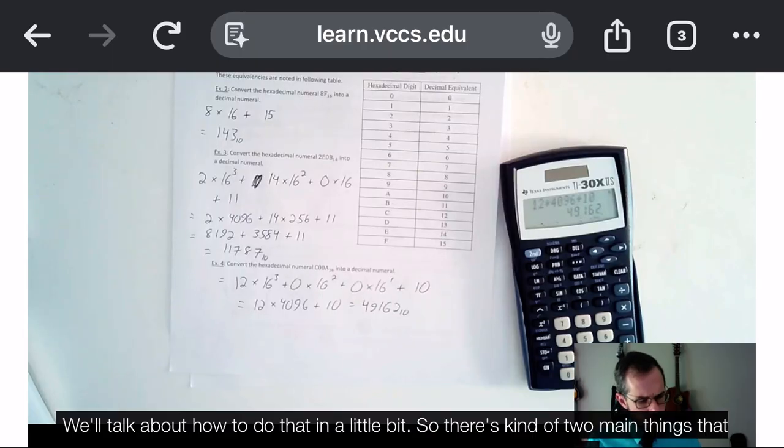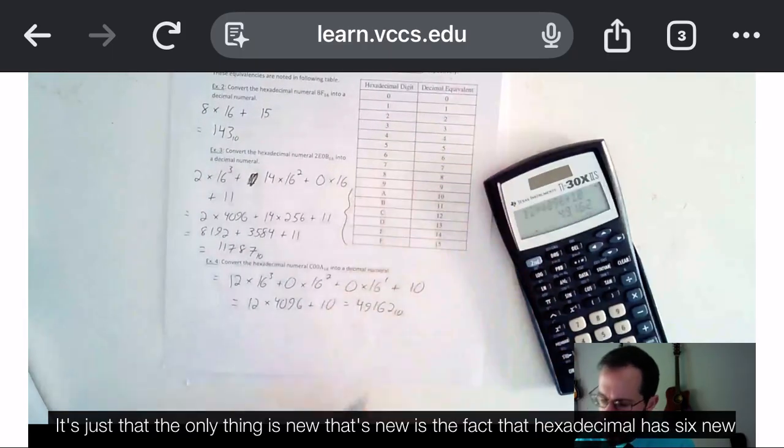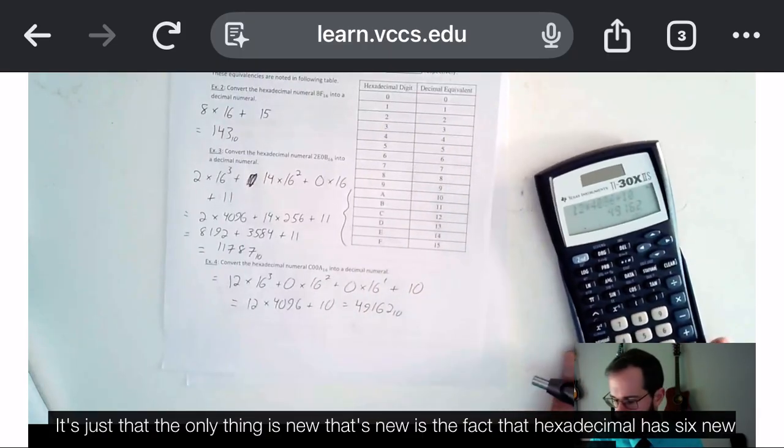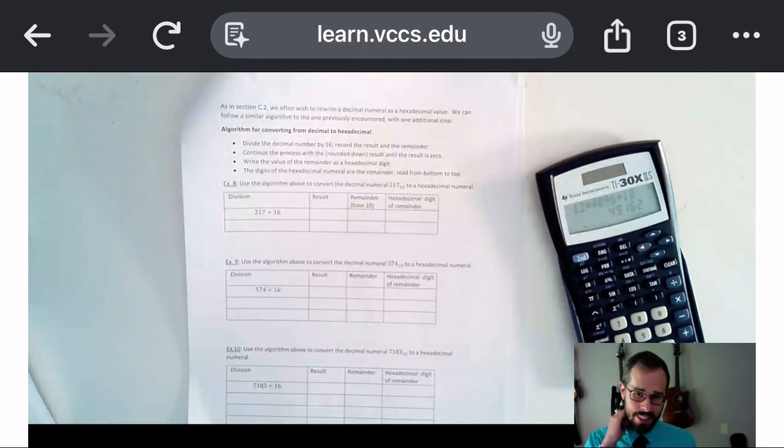So there are 2 main things that we want to do in the duration of this section. This first thing is a little bit of review. The only thing that's new is the fact that hexadecimal has 6 new digits that correspond to the numbers 10 through 15. So we also might want to go backwards, right? Here's a little tricky bit.